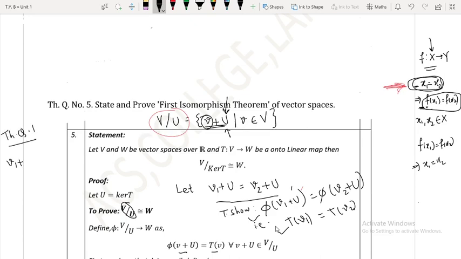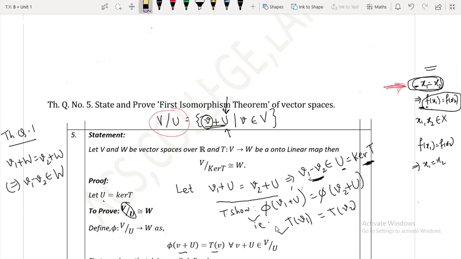What was that? v1 plus W is equal to v2 plus W if and only if the subtraction of the representatives belongs to W. The same thing we will apply here. Over here we have v1 plus u is equal to v2 plus u, so this will imply that v1 minus v2 belongs to u, which is equal to kernel of T, because u is nothing but kernel of T. So we have v1 minus v2 belongs to kernel of T. Now since v1 minus v2 belongs to kernel of T, what will it imply?